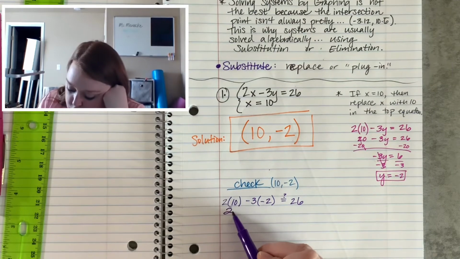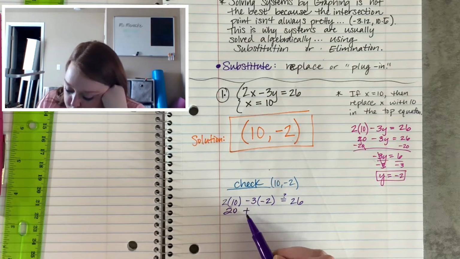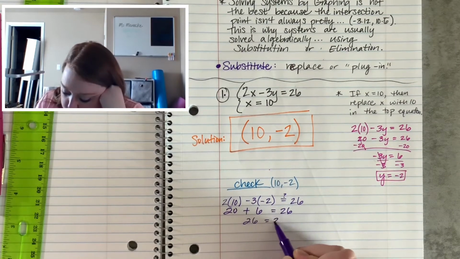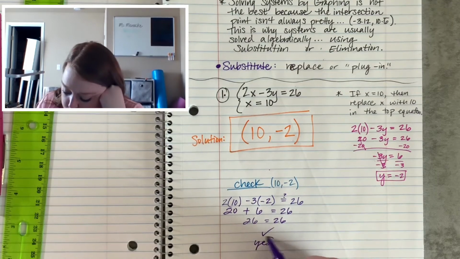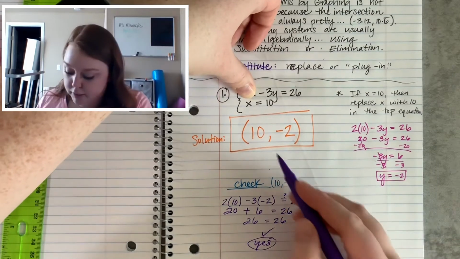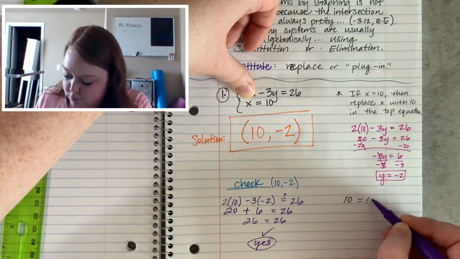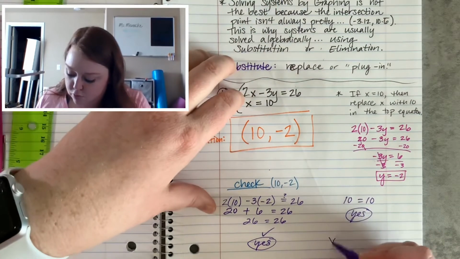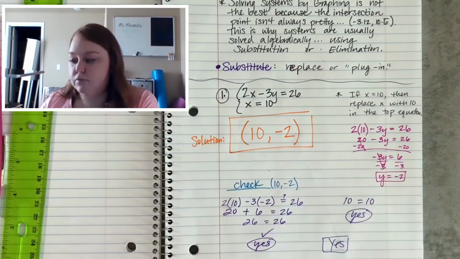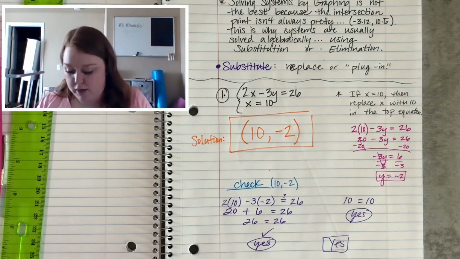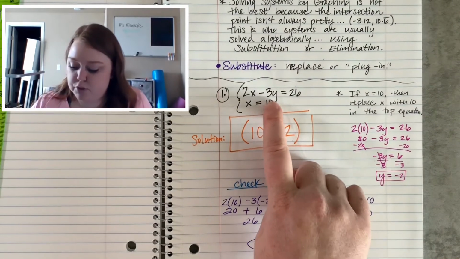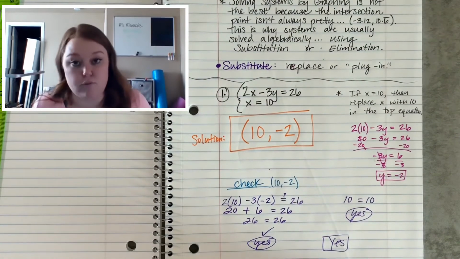Okay, 2 times 10 is 20. Negative times negative is positive, so that'd be positive 6. 20 plus 6 is in fact 26. So it works for that one. It's a yes there. If we replace x and y in the second equation, well, there's only one variable to plug in. It's your 10. So we get 10 equals 10, and that's a yes. So overall, we did find the correct solution. 10 comma negative 2 is your correct solution. Okay, so the word substitute came in handy here because we substituted 10 in for x, and then we were able to solve for y.